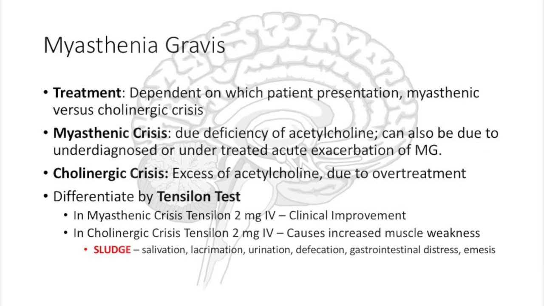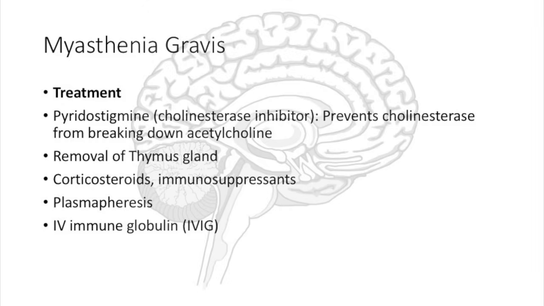In this case, there's an acronym, SLUDGE, that you want to remember in myasthenia gravis patients: salivation, lacrimation, urination, defecation, intestinal distress, and emesis. Treatment of myasthenia gravis is giving cholinesterase inhibitors. This prevents cholinesterase from breaking down the acetylcholine. You could also have surgical removal of the thymus gland, give steroids and immunosuppressants because it's autoimmune, plasmapheresis again, and give IVIG.